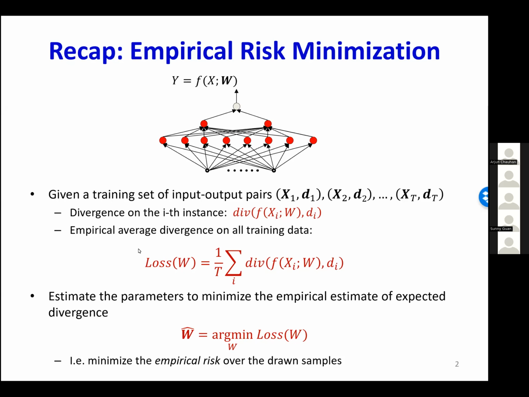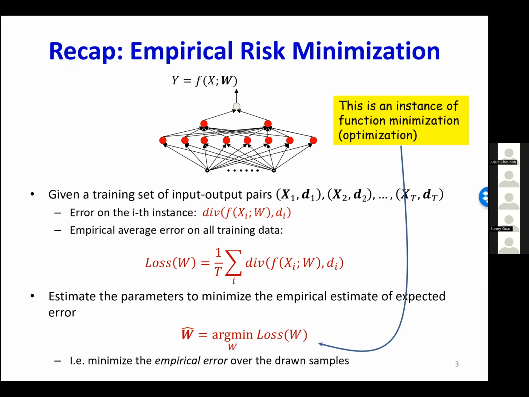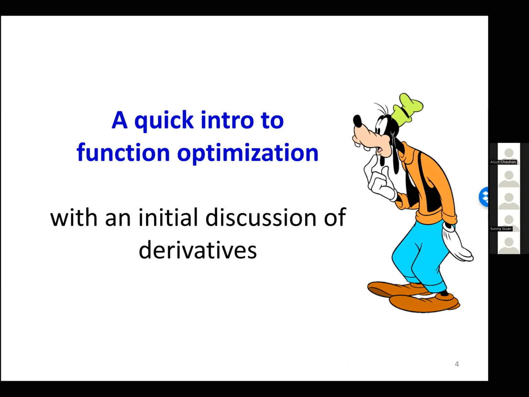And so we're going to minimize this loss with respect to the network parameters. This loss is the empirical risk over drawn samples. And this minimization of the loss with respect to network parameters is an instance of function minimization. Given the training samples, the loss is just a function of network parameters. We're trying to minimize it with respect to network parameters. So everybody clear so far? Questions? Okay. So obviously, the problem we're looking at is that of function minimization, or more generally, of function optimization.